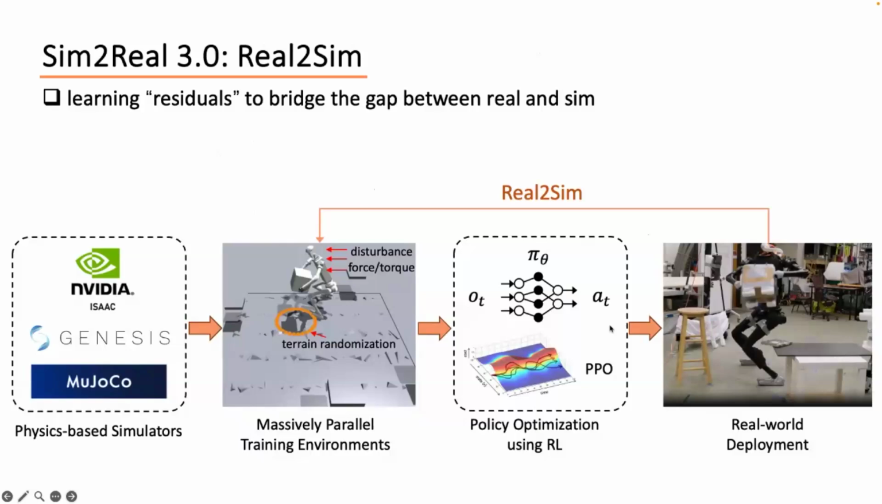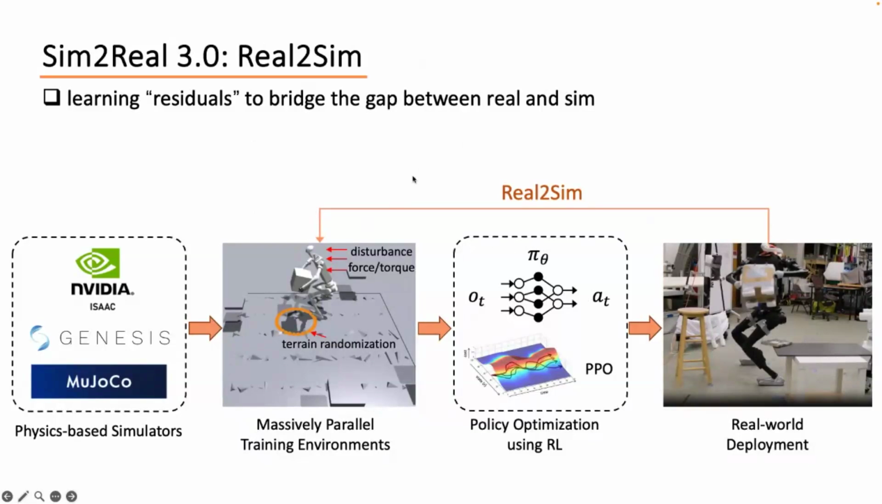Let's start from Sim2Real 3.0, real to sim. But the idea of real to sim is quite natural, I think. We want to create a feedback loop, right? From the real world back to simulation, meaning that we want to learn some sort of residual from the real world back to simulation, to bridge the gap between the real world and simulation.